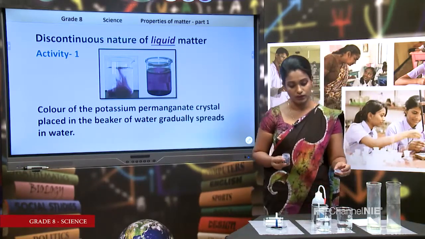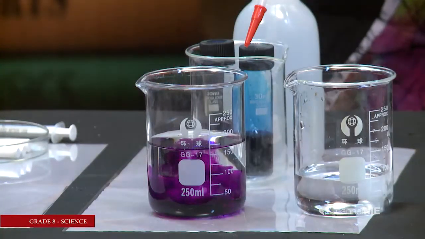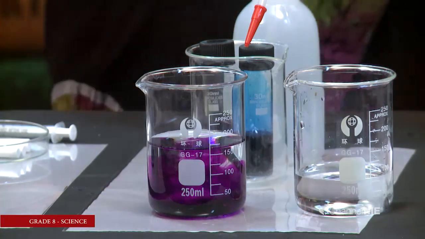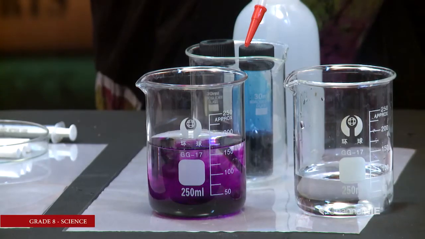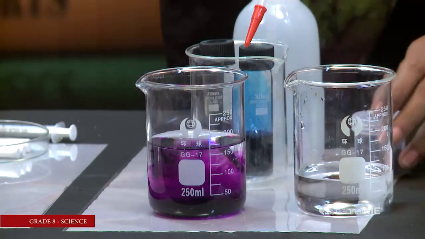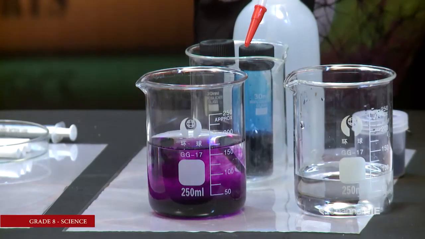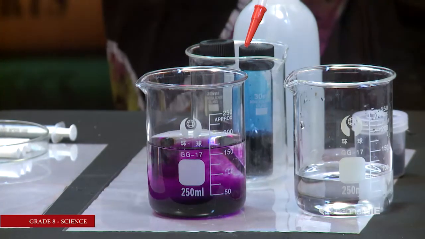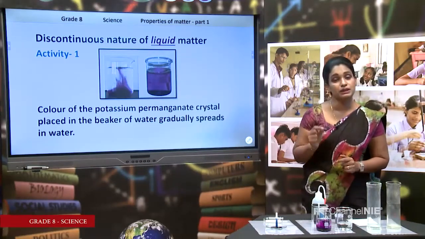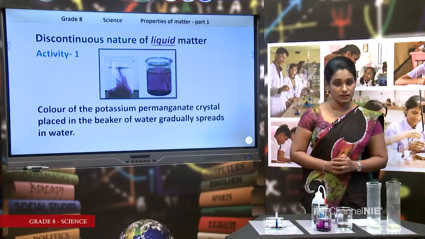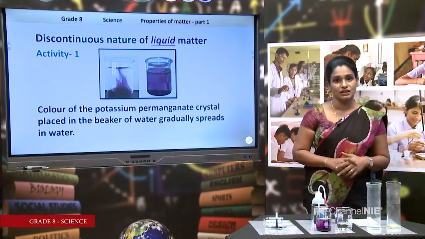You have to see what happened there, right? Like this. Can you see what happened? There you can see the water in the beaker got colored purple. So now how can you explain this? Now you can say this water is a liquid. So the liquid has so many particles. That means among those water particles there are so many spaces. So that purple color can go through those spaces. That is what we call the discontinuous nature of a liquid. Here the liquid is the water, right?